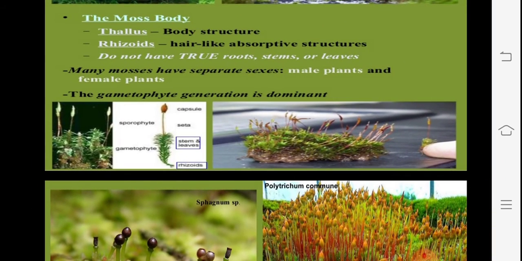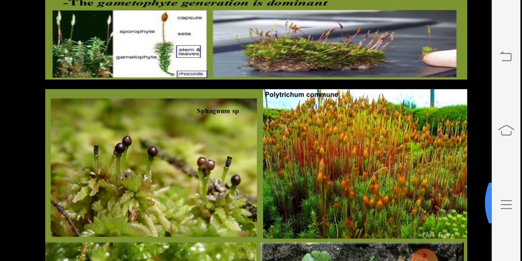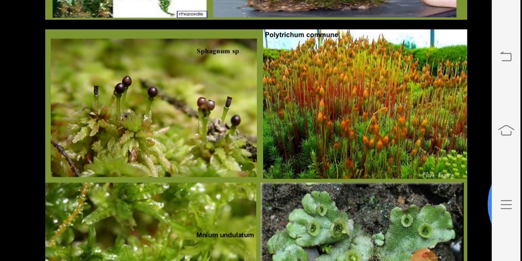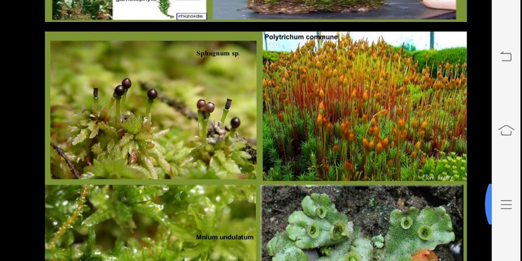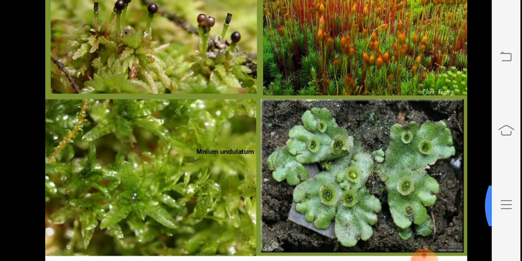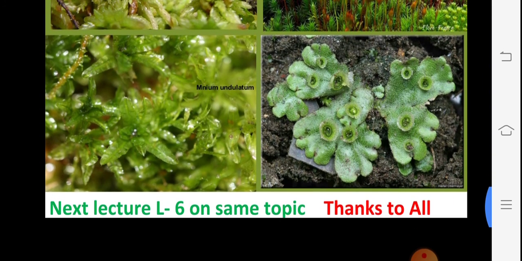So the first stage is commonly called the pioneer stage, where algae or mosses are called the pioneers developing in the field. This is a good photograph of the moss. It shows these blackish capsules. Then in this second photograph you are observing red yellow color Polytrichum capsules. Right, then Marchantia gemma cups are there.